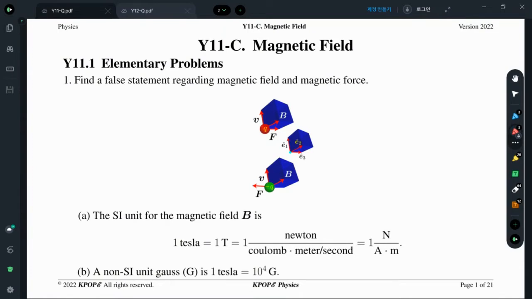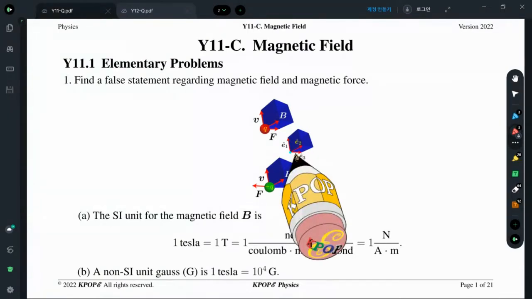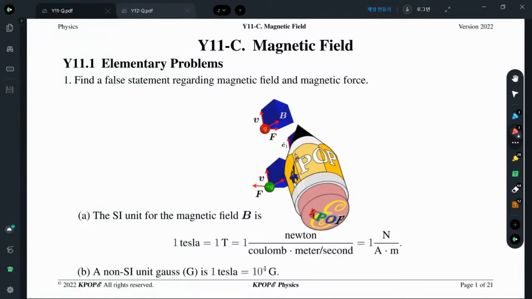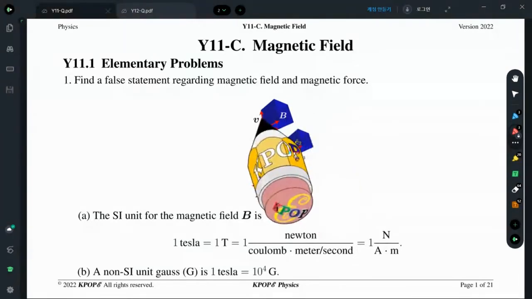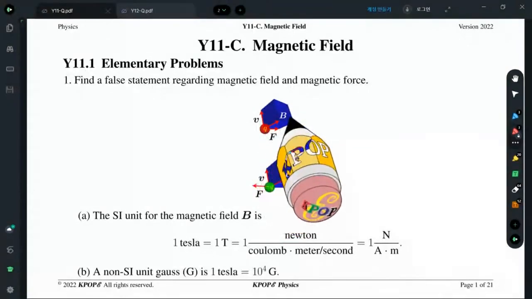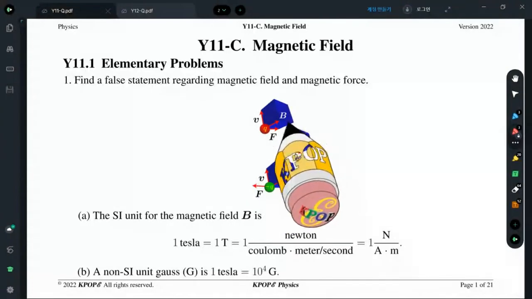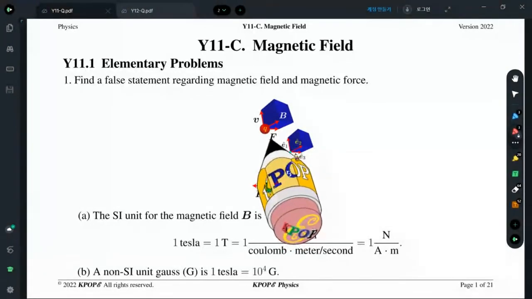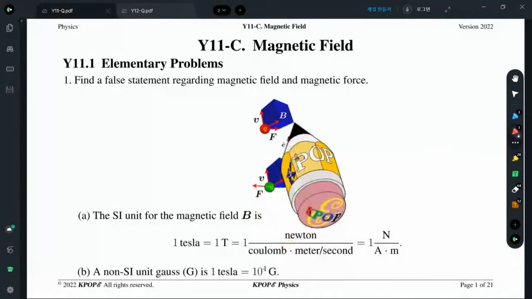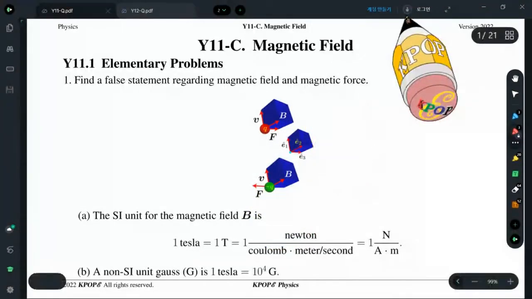This is a three-dimensional plot showing the unit vectors of a Euclidean space, and I'm showing the relationship among velocity, charge, and magnetic field, and the magnetic force due to the motion of a charged particle inside a magnetic field.